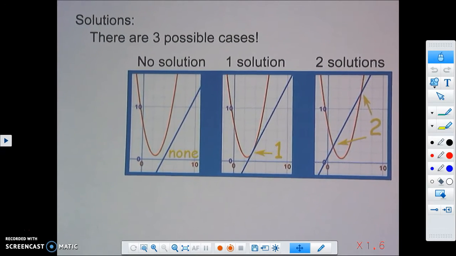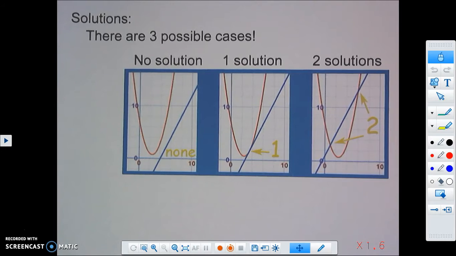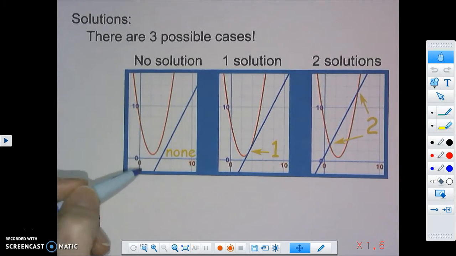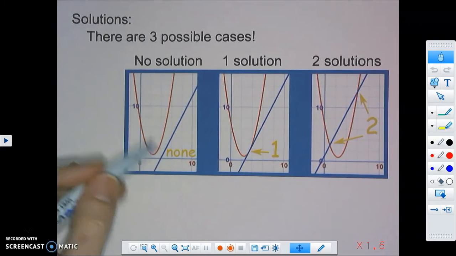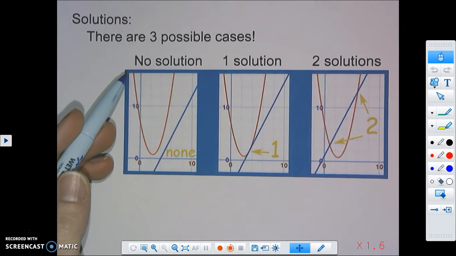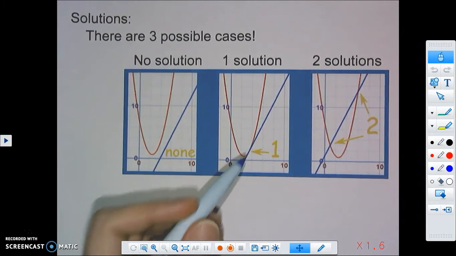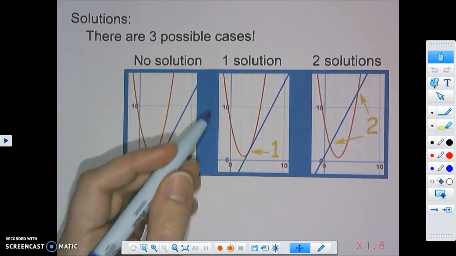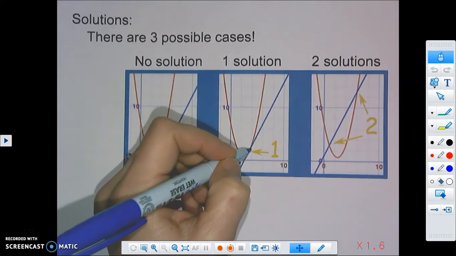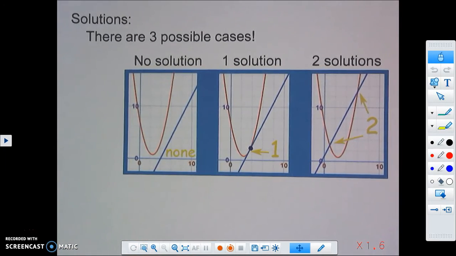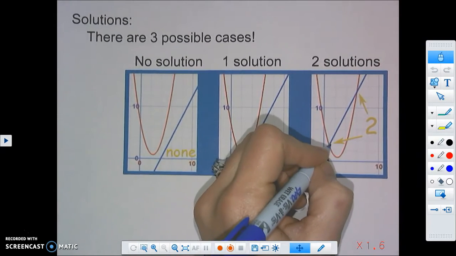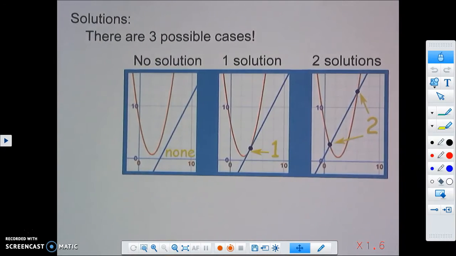The first one is if we have no solution. That means when the quadratic and the linear are graphed, they are not going to touch anywhere, no matter if you zoom out or zoom in as much as you want. So there would be no places where they cross, or no solution. The next case is if they have one solution. That means the line and the quadratic are tangent with each other, and they just touch at one place. The third case is what we just saw in the first example, where the parabola and the line cross two different times, and we have two different solutions.